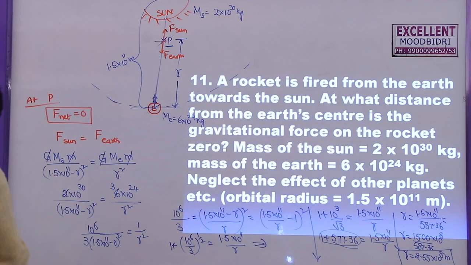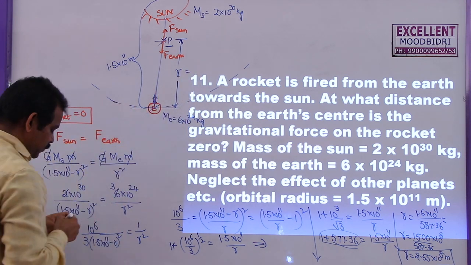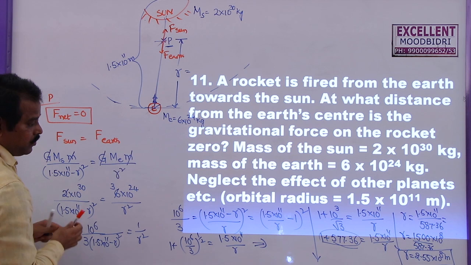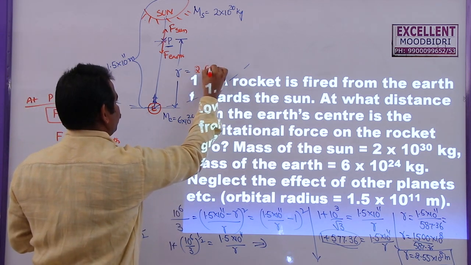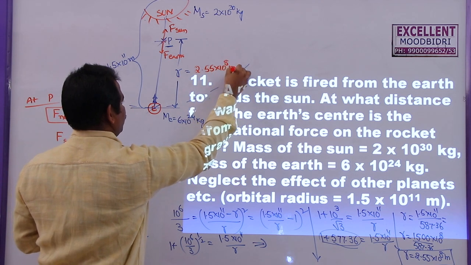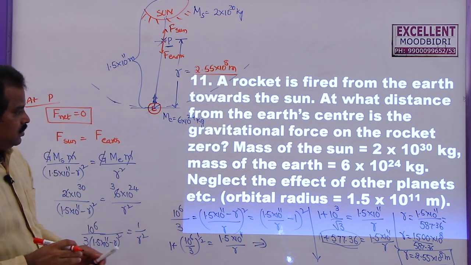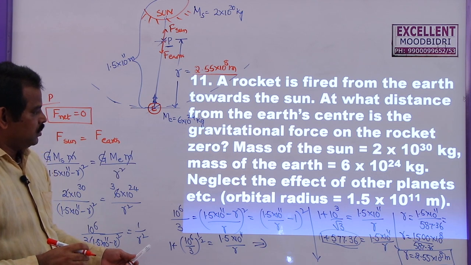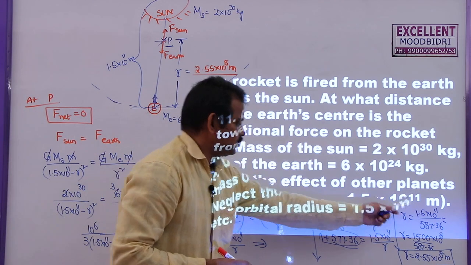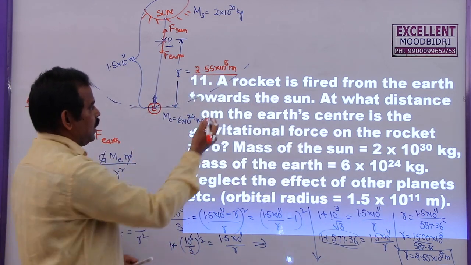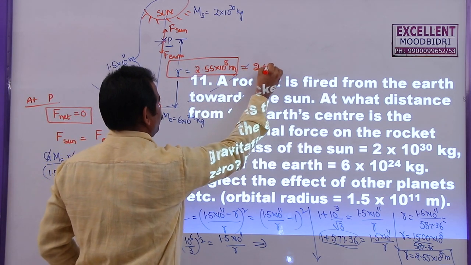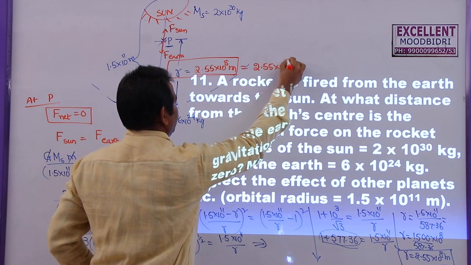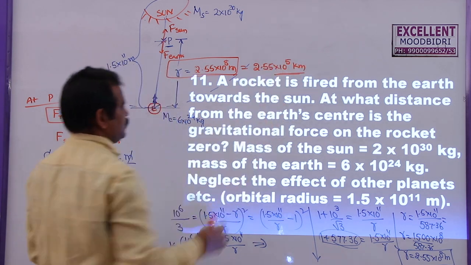So what is this r value? The r value in this case is 2.55 × 10^8 meters. As this distance is given in meters, you can leave it in meters, but this is the final expression, or this can also be written as 2.55 × 10^5 kilometers.